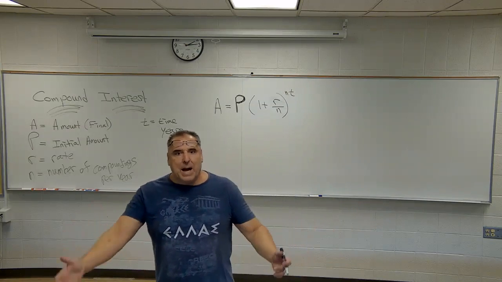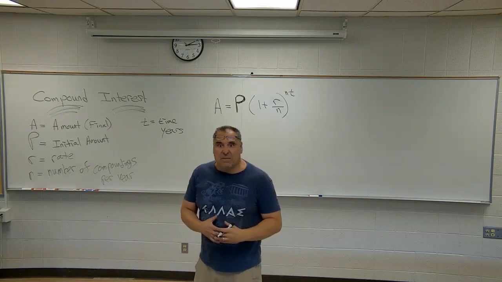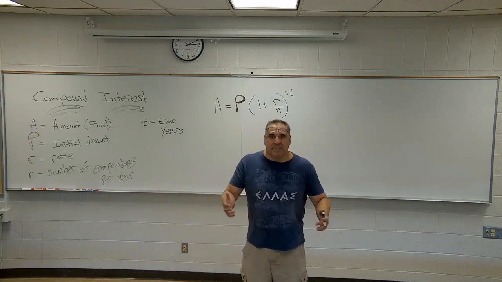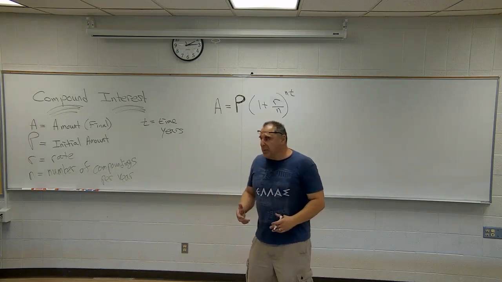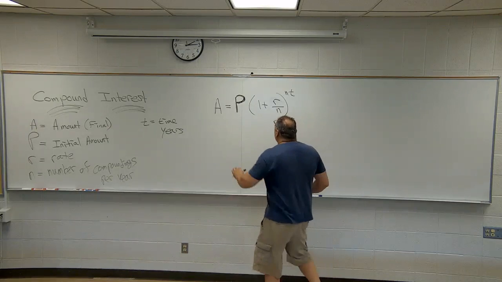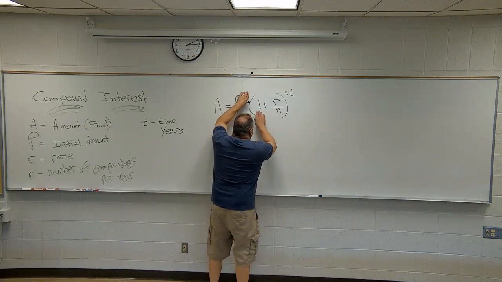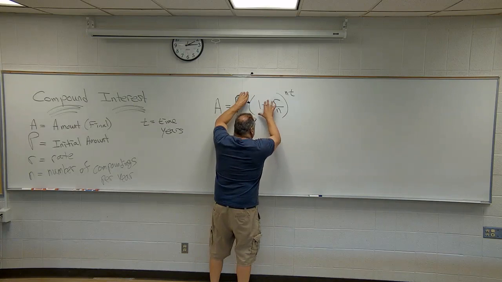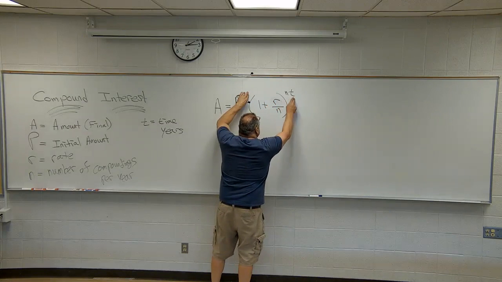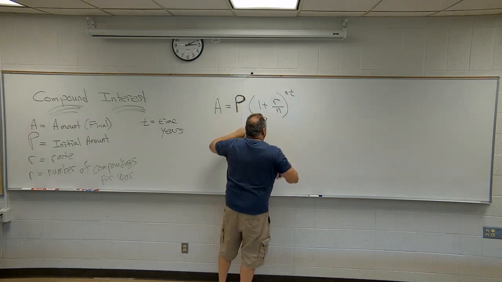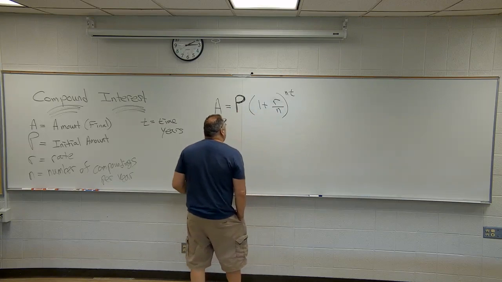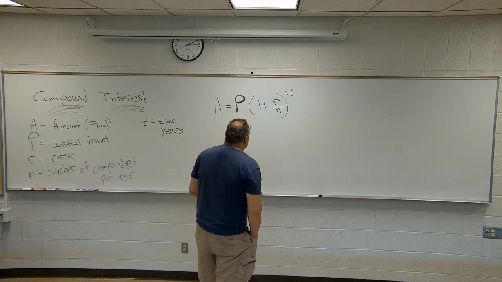I wish banks operated like that, but they'd be out of money. They'd be out of business. There wouldn't be enough money for them to do something like that. What you've got to do is do this guy first. You've got to go 1 plus r over n, get an answer, then take it to the nt power, right? And that's essentially what's going on, and it's being compounded.